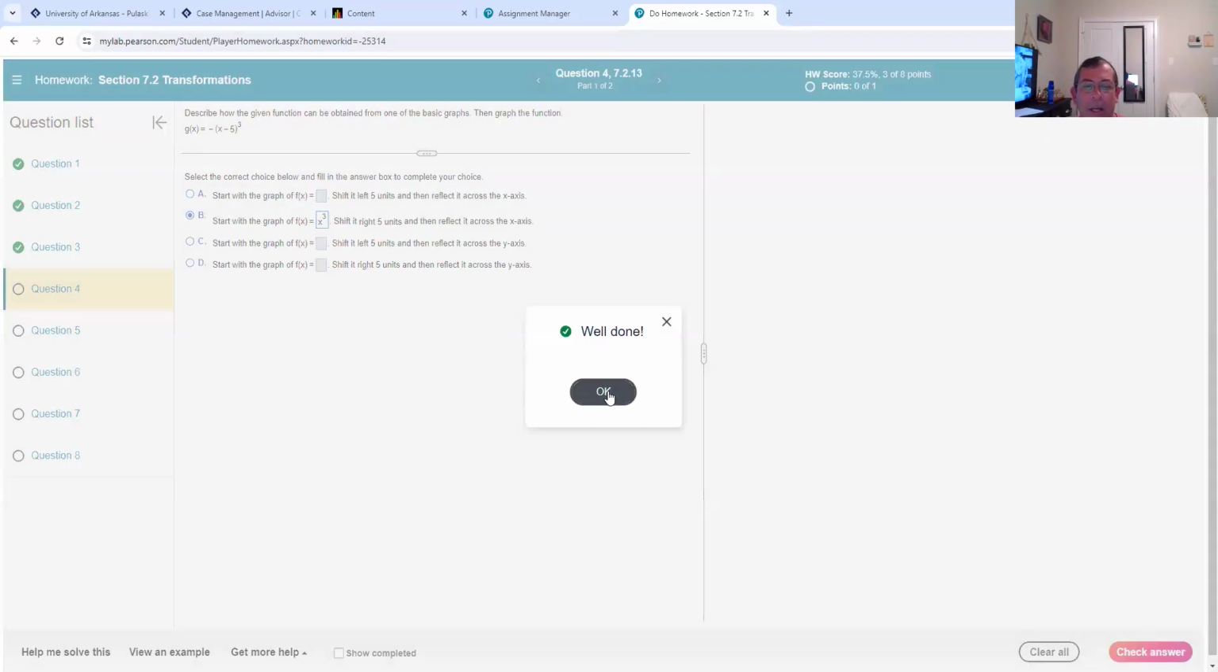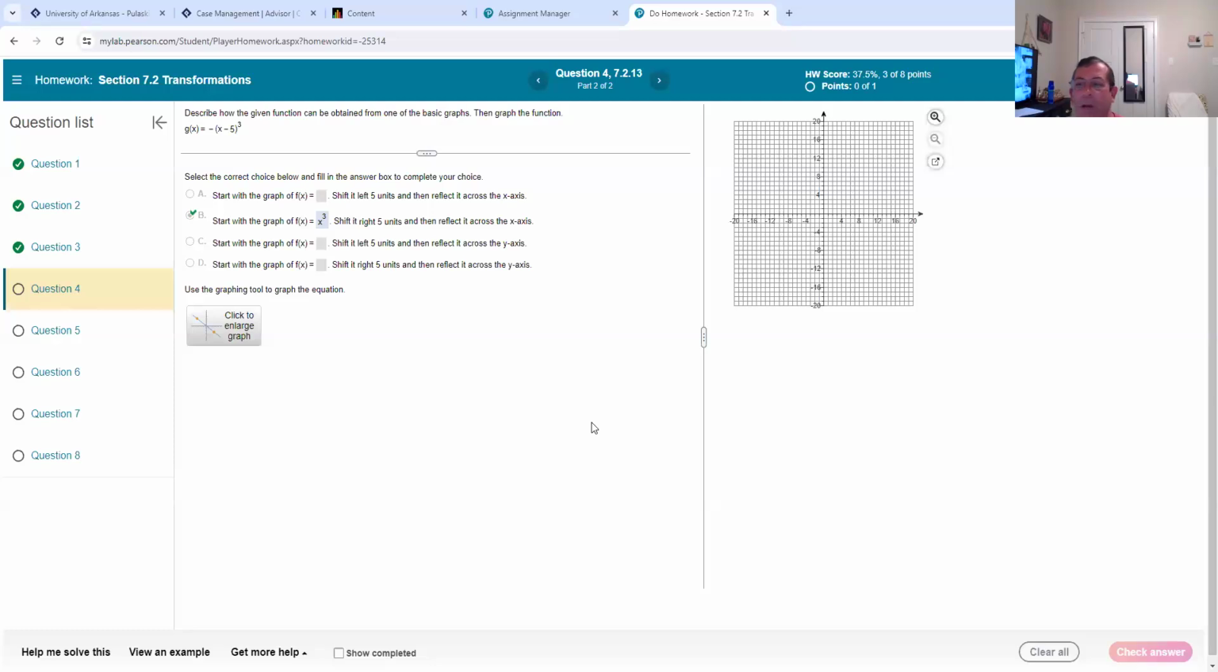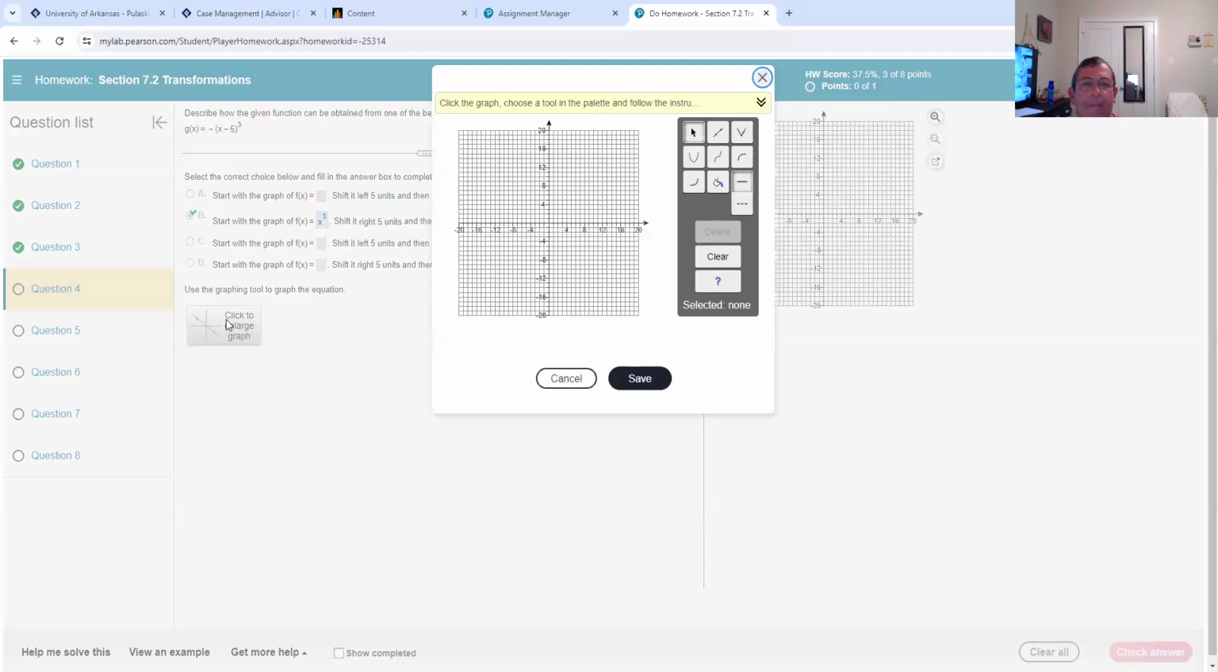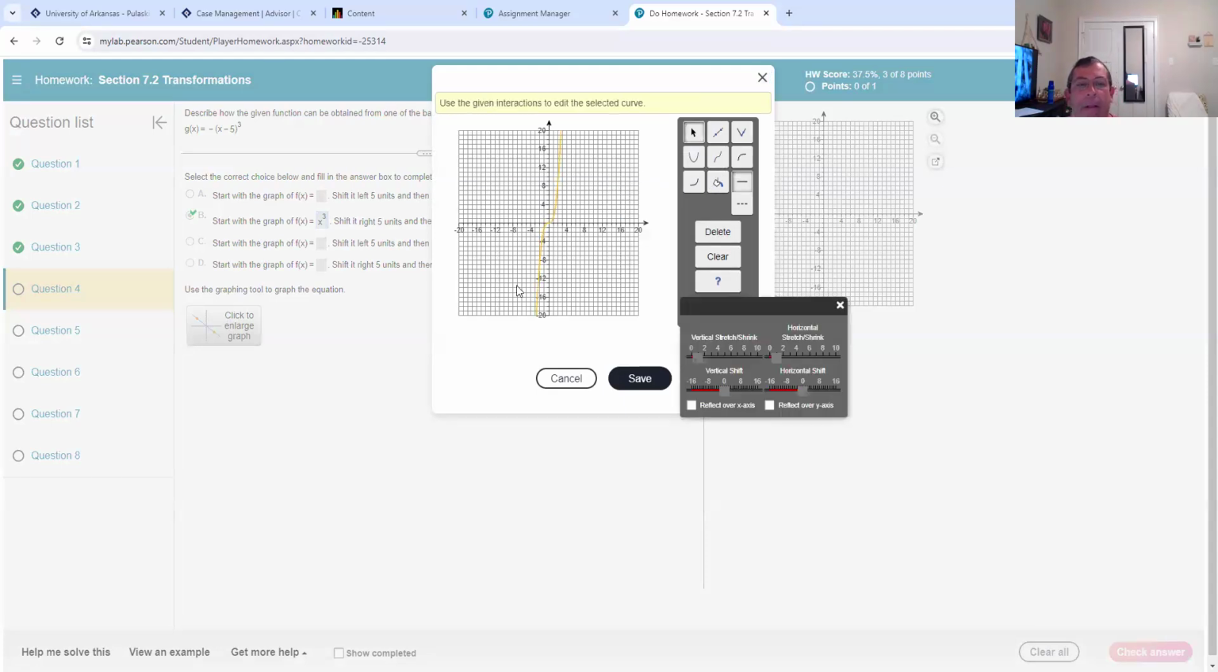And y'all, that says okay. So now it wants us to graph it. So we're going to click. So remember, the x cubed graphs were the squiggly lines. And if you hover over the squiggly line, it says the x cubed tool. So click that. And then you're going to click anywhere on the graph. It always starts them in the center here.